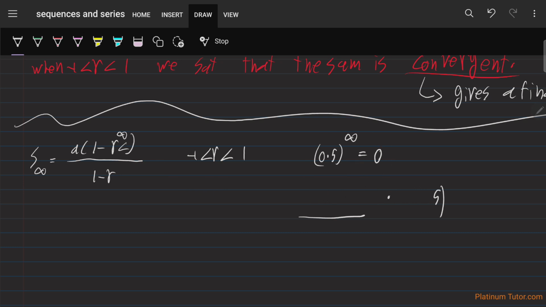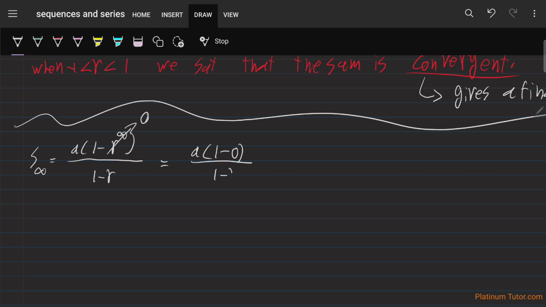Okay, so then in this formula, we can set this equal to 0, because again, if r is a number between -1 and 1, and we raise that to the infinity, that goes to 0. So this becomes a times just 1 minus 0 over 1 minus r, and this is a times 1 minus 0, which is 1, so that's just a over 1 minus r. So that's where our formula comes from.